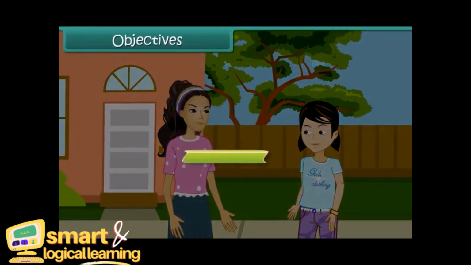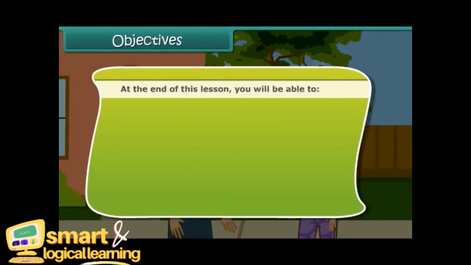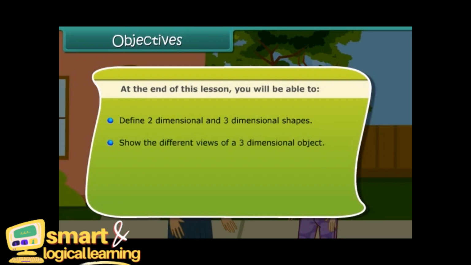Objectives. At the end of this session, you will be able to define two-dimensional and three-dimensional shapes, show the different views of a three-dimensional object, understand polyhedron, and understand the concept of Euler's formula.